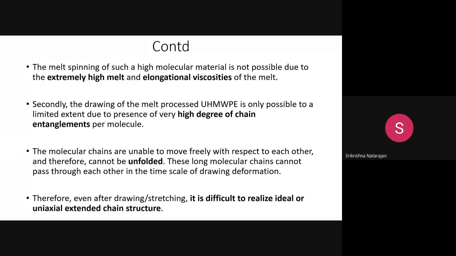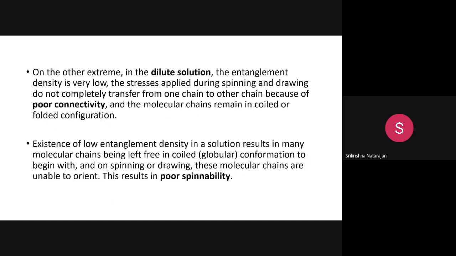In solution spinning, what will you do? You take a polymer, take a solvent, dissolve that polymer in the solvent and produce a spinnable dope, and then you extrude it. You heat to some temperature, dissolve and make a solution, and then extrude and make the filament. There are some problems associated with solution spinning, like wet spinning or dry spinning. What problem will be there?